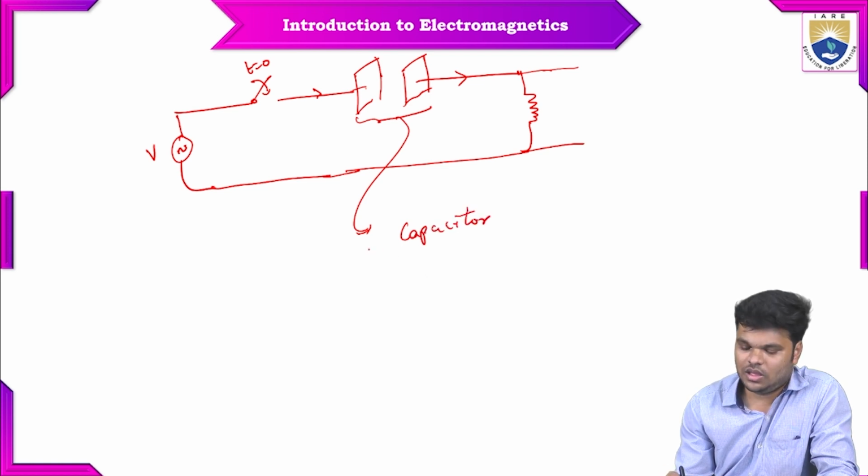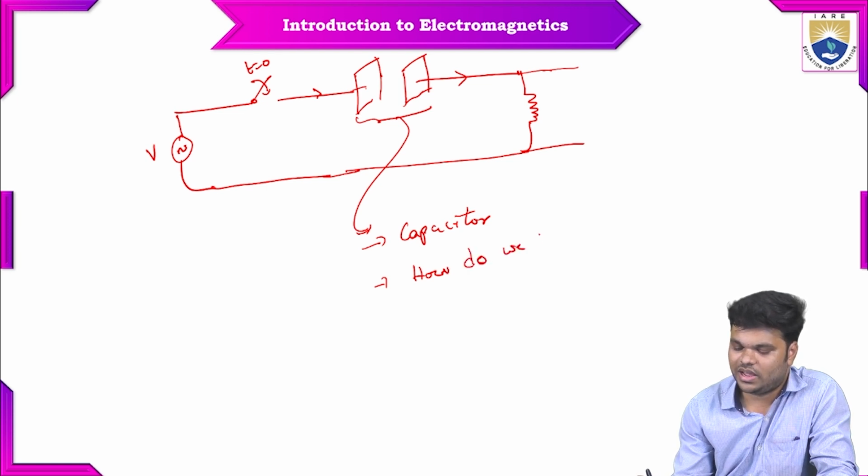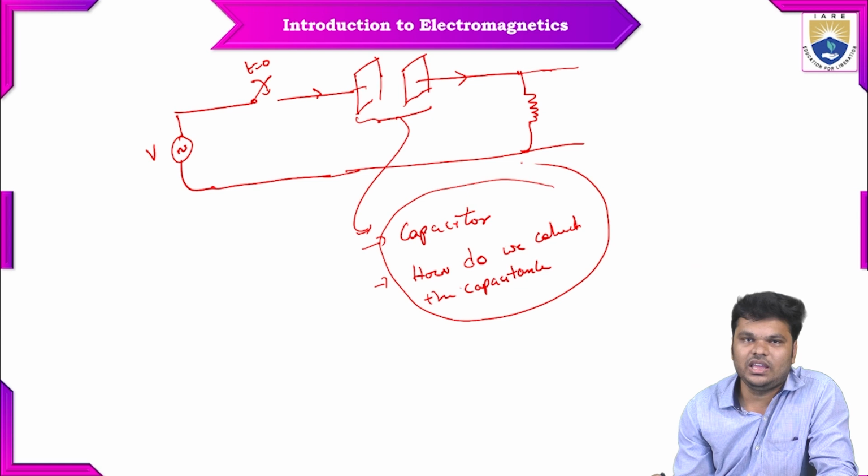Okay. And the question that will come automatically now is, how do we calculate this capacitance? How do we calculate the capacitance of this capacitor? To answer these questions, one must study this course, electromagnetics. Okay, because electromagnetics is a course which deals with the currents that flow in between these metal plates.